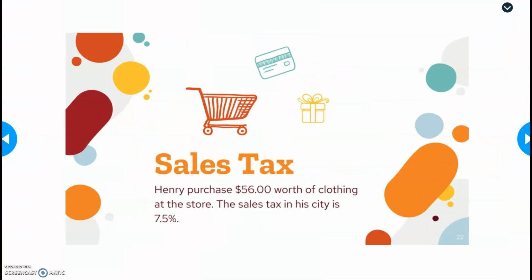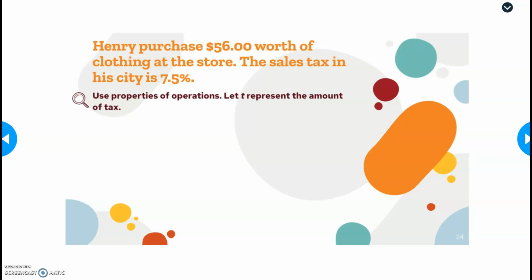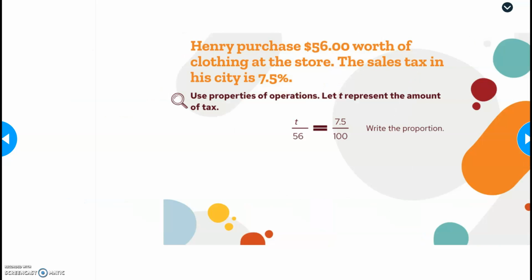Next, we're going to look at sales tax. We're going to have 3 different ways to solve this. We did sales tax earlier this week, and we're going to do it again here. So what is the total cost of the clothing? Find the sales tax is what we're going to do first. So let T represent the amount of tax.